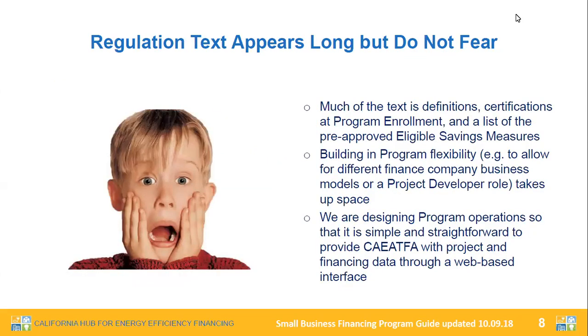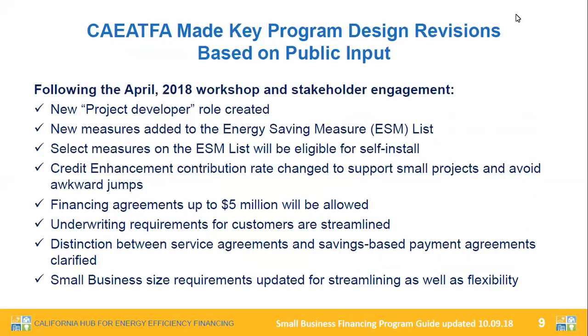All right, so I want to just reassure people a little bit about the regulation text. If you've looked at it, you've noticed that it's 50 pages. And I want to reassure you that the length of the regs does not mean that the text itself is burdensome for participants. In fact, we have worked to build in a fair amount of flexibility around different roles in the program, around project eligibility and around who can supply us data. Some of crafting that flexibility actually takes up space to do so. And if you're looking at the regs, you'll see that about the last several pages is actually a list of eligible savings measures.